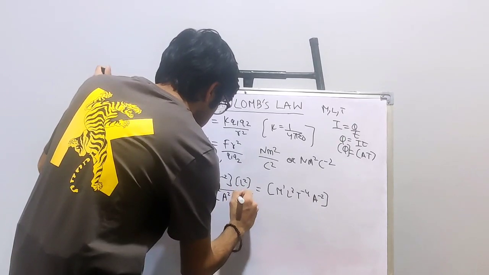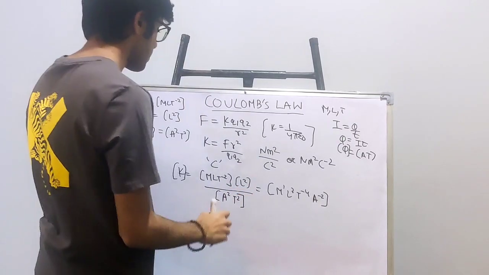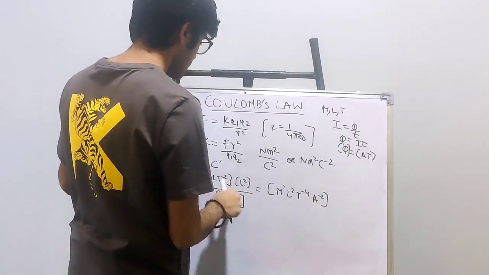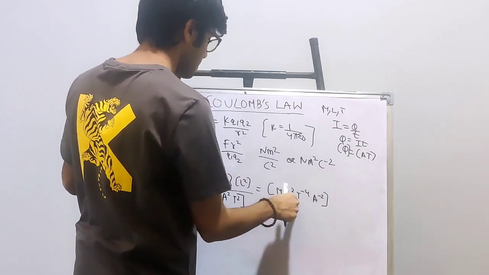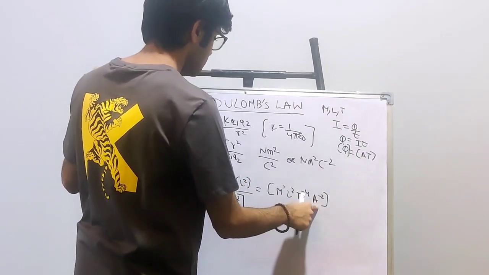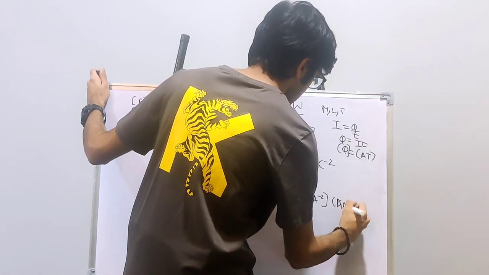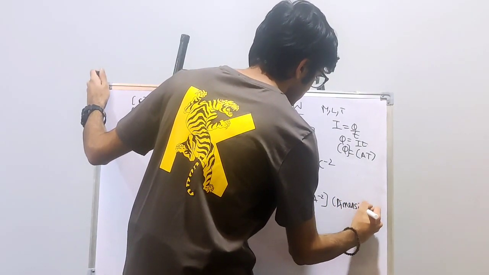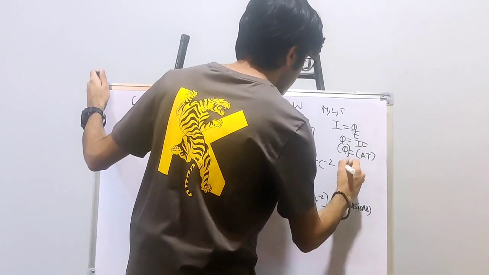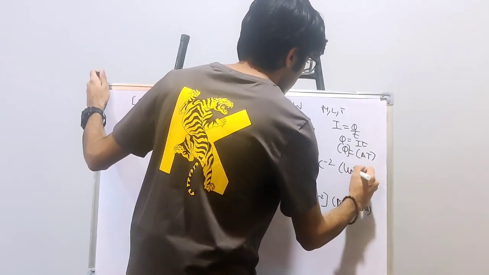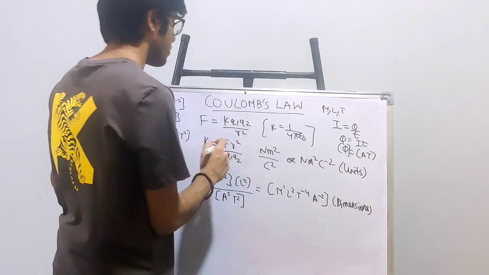A squared, T squared. This is T squared, so T to the power minus 2, and 2 goes up, so it becomes T raised to minus 4, and this is A raised to minus 2. So these are the dimensions, and these are the units of the electrostatic force constant, which is K.